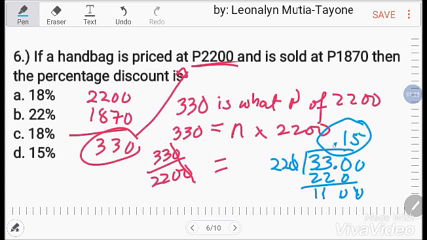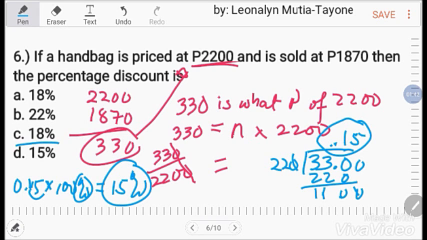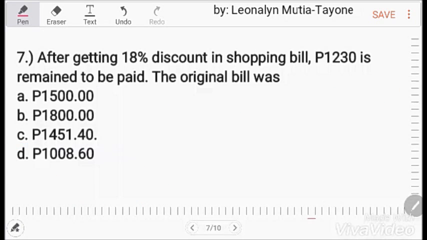So, the answer is 0.15. Si 0.15, i-convert mo into percentage. Mag-multiply ka ng 100%. Move mo lang dyan, maglagay ka ng percent sign, and that is 15%. So, letter D ang answer.